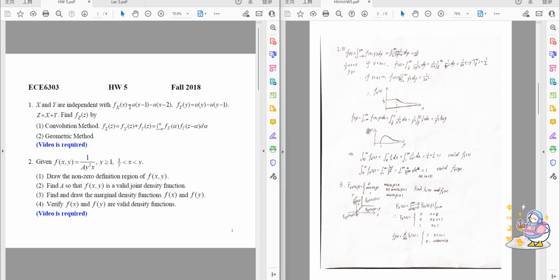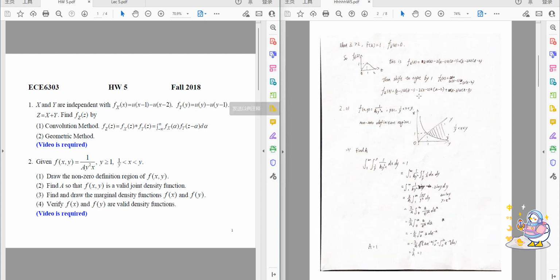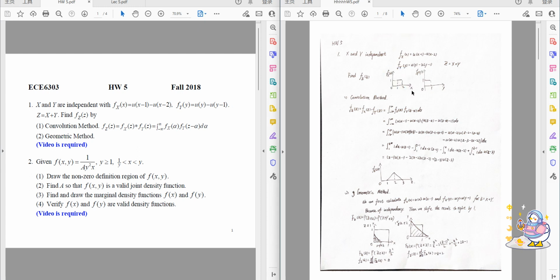Now let's focus on this question 1. First of all, we're given the probability density function of x and y. The X function is the step function of x minus 1 minus the step function of x minus 2, as shown here, between 1 and 2. The y function, between 0 and 1, is the step function of y minus the step function of y minus 1.